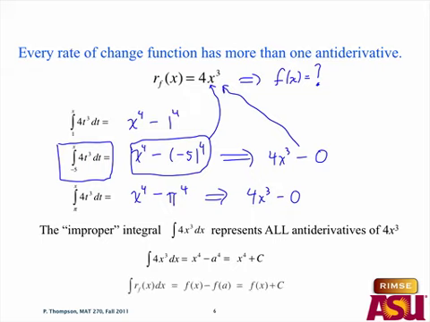So in general, the improper integral of a rate function is f of x minus f of a. So this represents what? Every antiderivative, or accumulating starting from any point a. And so we can just summarize that as f of x plus any constant.